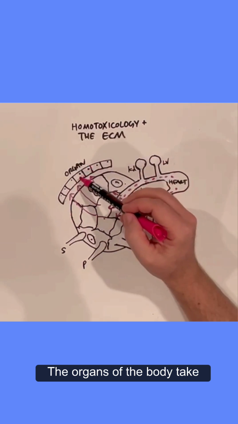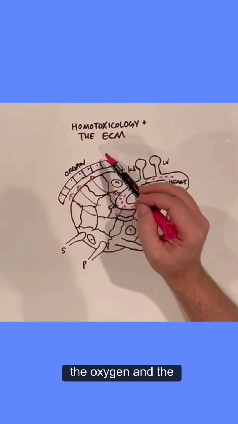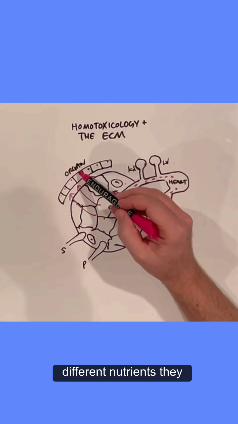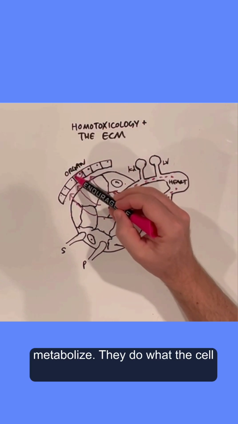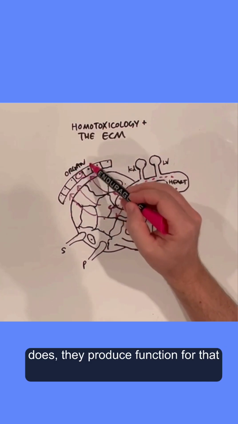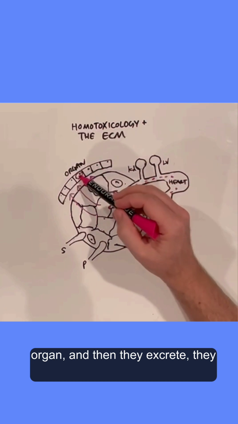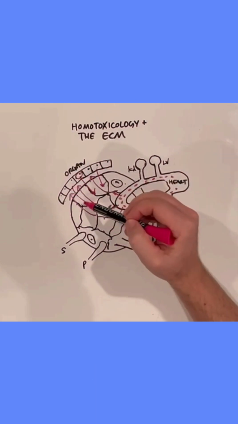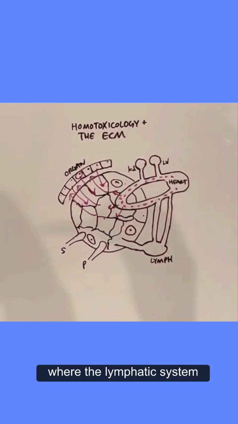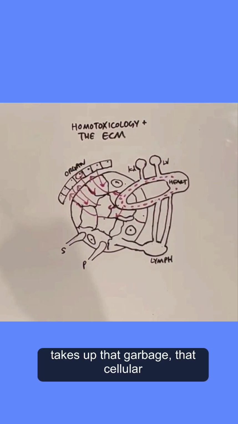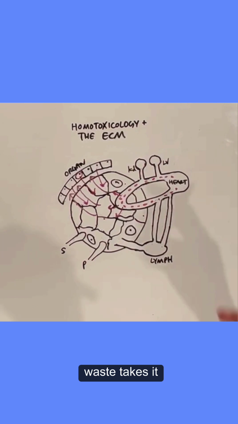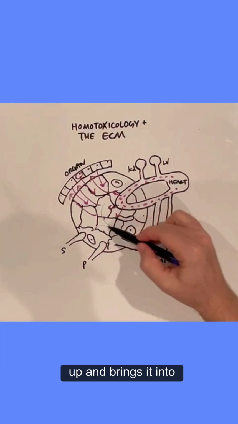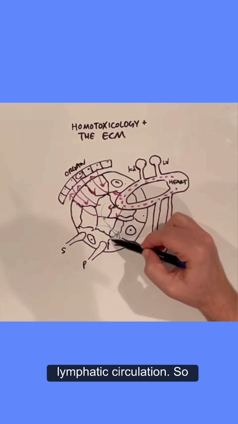The organs of the body take up the nutrients, they take up the oxygen and the different nutrients. They metabolize, they do what the cell does. They produce function for that organ. And then they excrete their metabolic waste products into the ECM, where the lymphatic system takes up that garbage, that cellular waste, takes it up and brings it into lymphatic circulation.